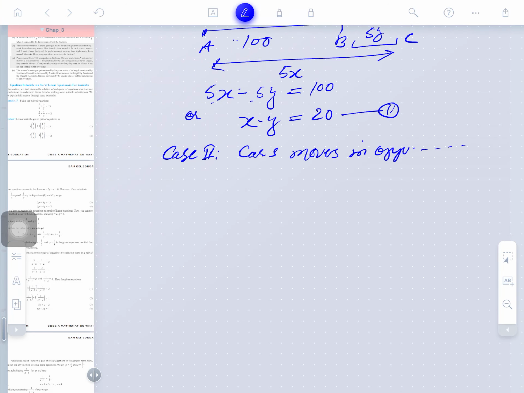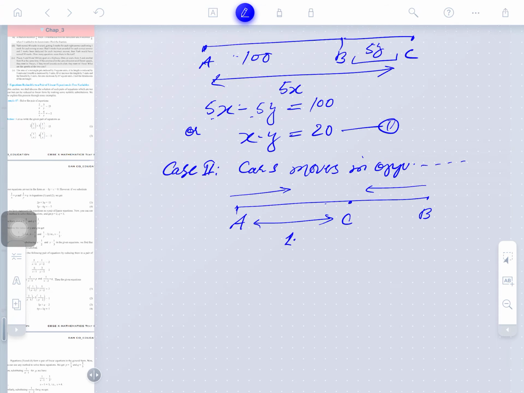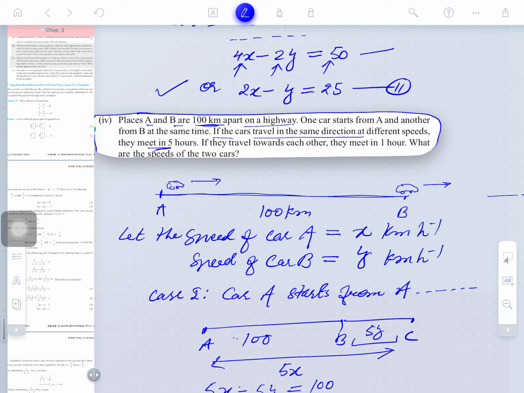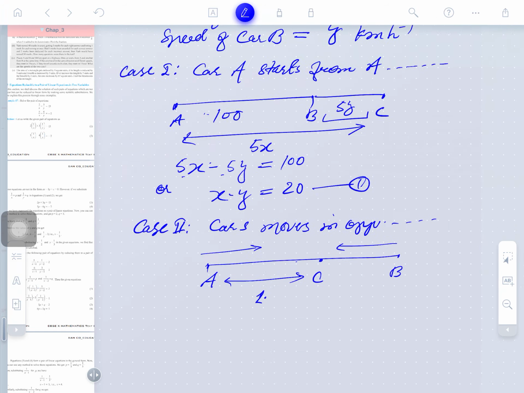So for the opposite direction, what will the case be? This is the distance here. It's A, it's B. One will move in this direction, the other will move in this direction. Suppose they meet at C here. How much time are they taking to meet? 1 hour, I think. Please write the question. They travel toward each other, and they meet in 1 hour.